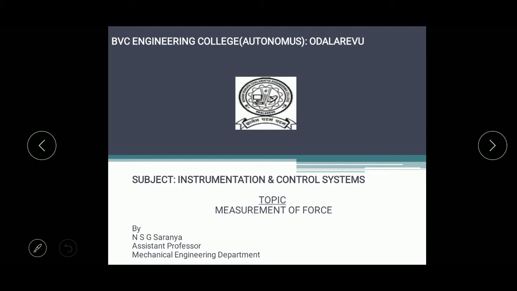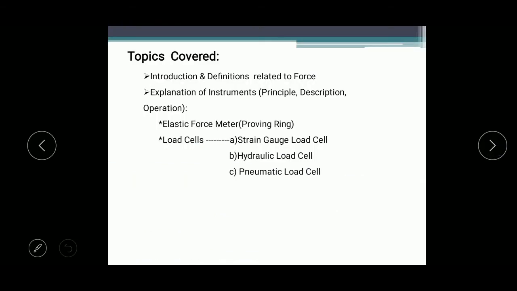I am going to deal with the subject Instrumentation and Control Systems. In the series of video lectures, today we are going to see the topic Measurement of Force. In this, we are going to cover the introduction and definitions related to force, and explanation of instruments like elastic force meter and load cells like strain gauge, hydraulic, and pneumatic. Means we will see the principle, description and operation of these instruments.